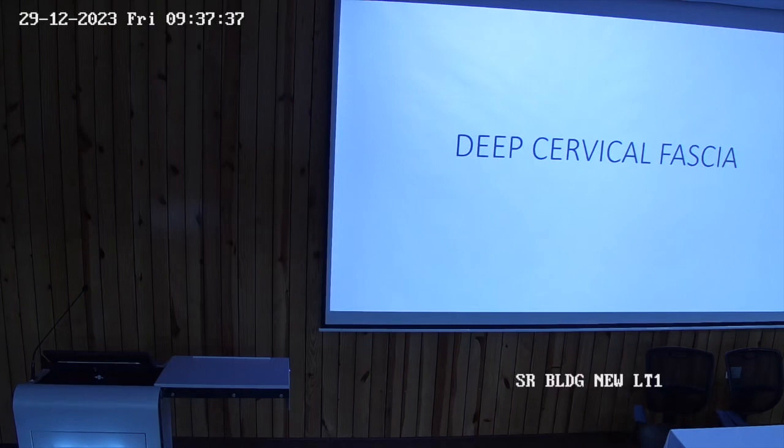Posteriorly, again it's meeting with each other, but it's attached to the 7th cervical vertebra. Okay, 7th cervical vertebra and ligamentum nuchae. I'll tell you what is ligamentum nuchae. Okay, to the 7th cervical vertebra and ligamentum nuchae. Okay.